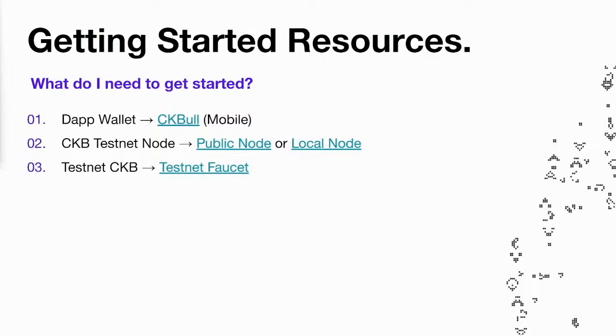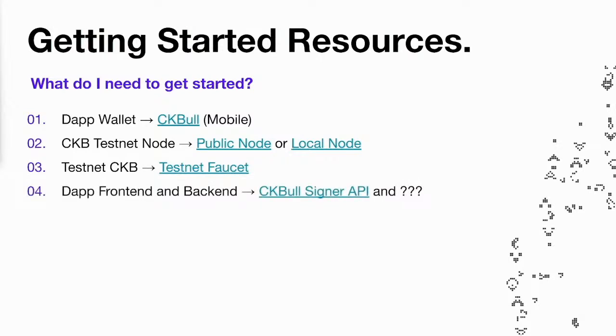Next is testnet CKB. Once you have your mobile wallet up and running, and you have created an account in it, and you have switched it over to the testnet, then head over to the testnet faucet and get some funds into your wallet. And then when you're going to start on your DApp front end and back end, I recommend, of course, the CKBull Signer API, because that's required.